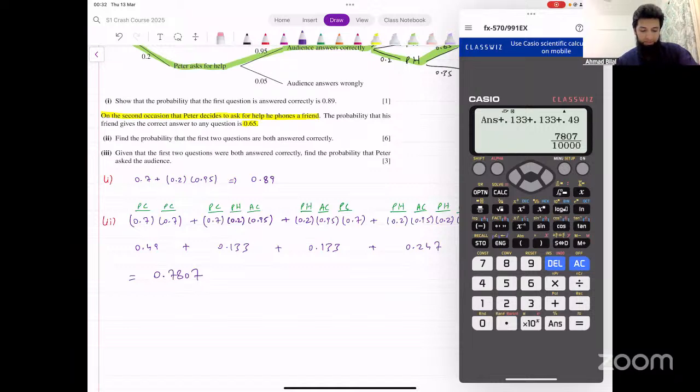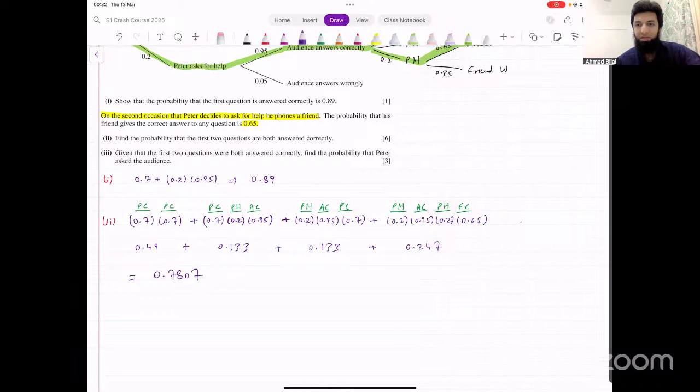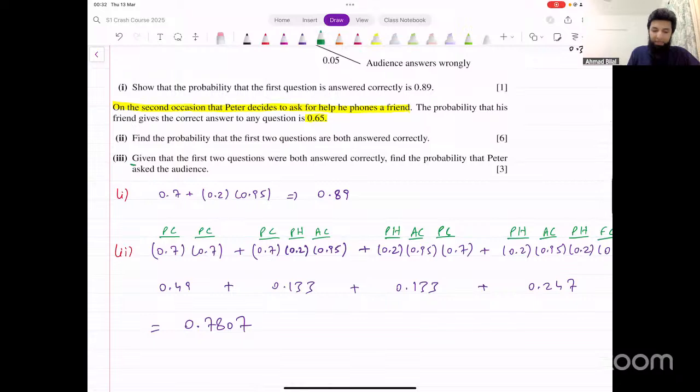The last part says, given that the first two questions are both answered correctly. Given that, now that's conditional probability. Given that the first two questions are both answered correctly, find the probability that Peter asked the audience.